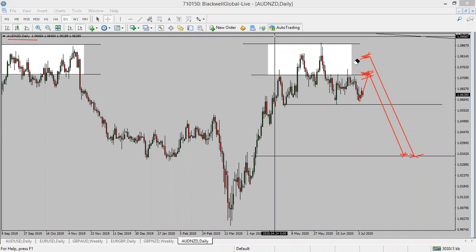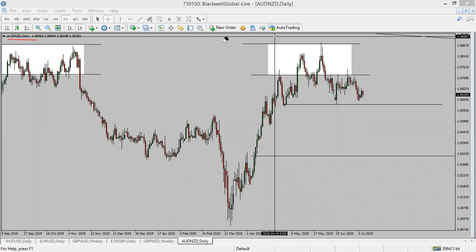So that's what I'll be looking for. But it might not make moves to the top side. It might just continue dipping to the downside from tomorrow. So this is a key level. You see how it reacts here. If it breaks out, you might see a flush down to this level here. Very, very nice setup on the AUDNZD.